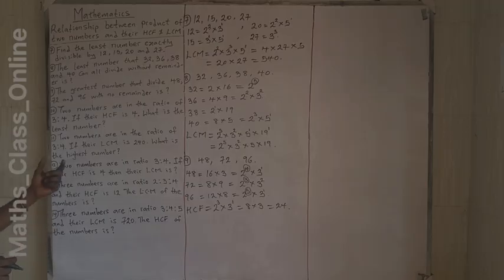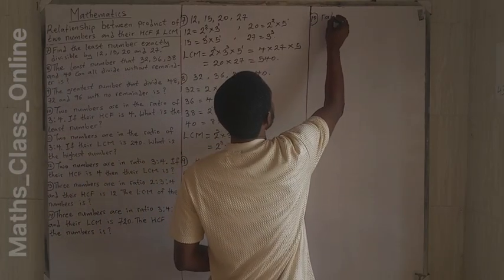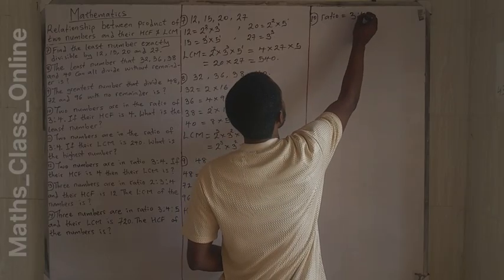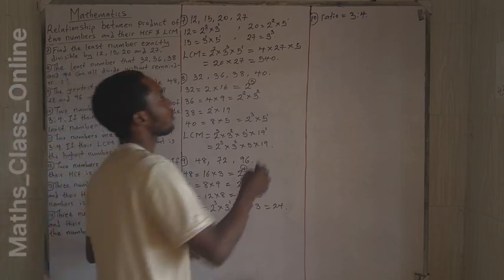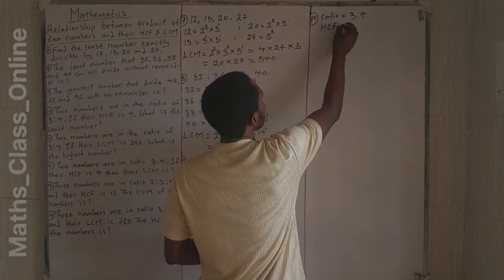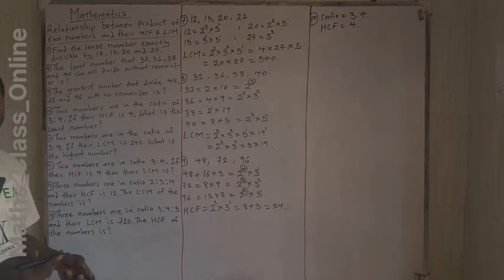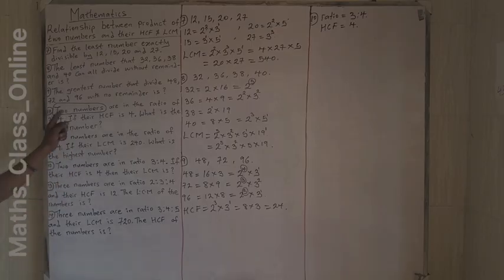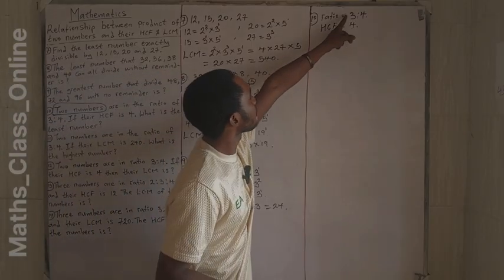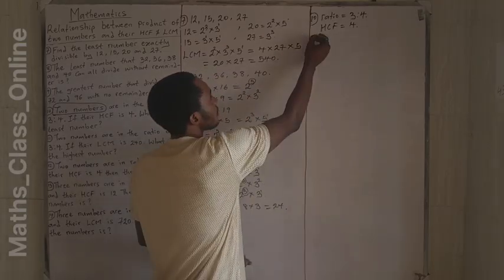Question number 10. Two numbers are in the ratio of 3:4, and we also have the HCF to be 4. What is the least number? What we have to do first is find the two numbers. We are looking for two numbers in the ratio of 3 and 4, and the HCF of the two numbers is 4. First number, second number.